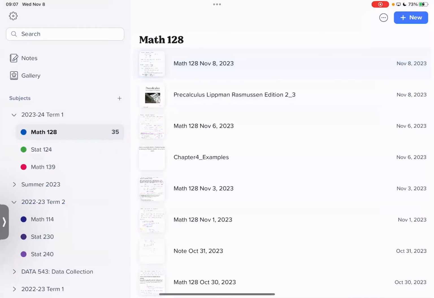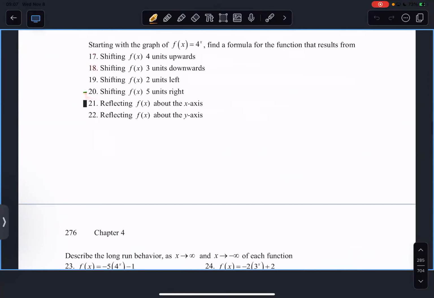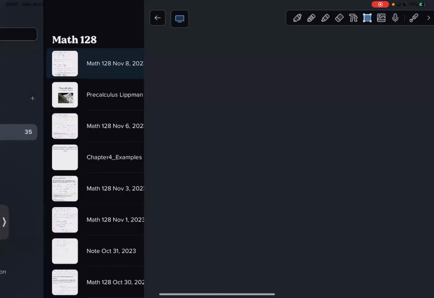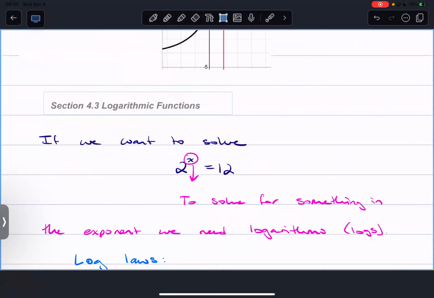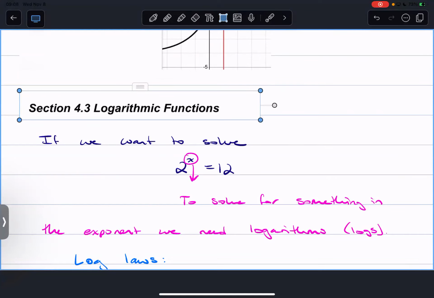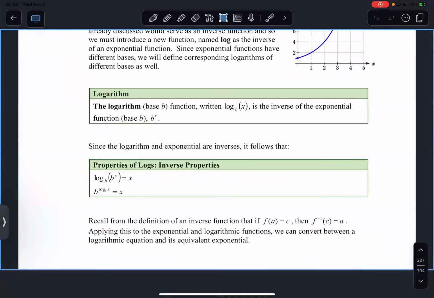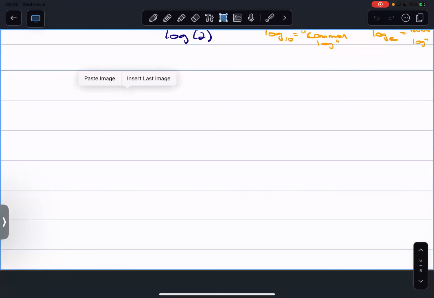Now, how about some log laws? I didn't remember the actual name, but it was just logarithmic functions, so no harm, no foul. Okay. Start with this box here.